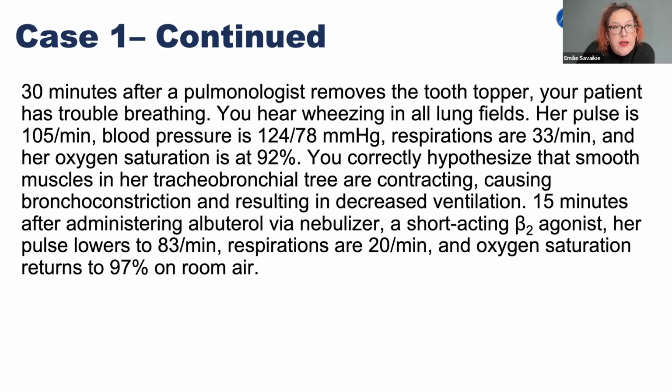So she is in tachycardia, heart's beating too fast, and her oxygen saturation is lower than we would like. You correctly hypothesize that smooth muscles in her tracheobronchial tree are contracting, causing bronchial constriction and resulting in decreased ventilation. 15 minutes after administering albuterol via a nebulizer, a short-acting beta-2 agonist, so this is going to cause bronchodilation, or open up those bronchioles, her pulse lowers to 83 per minute, respirations are 20 a minute, and her oxygen saturation returns to 97% on room air. So she has gotten a lot better.